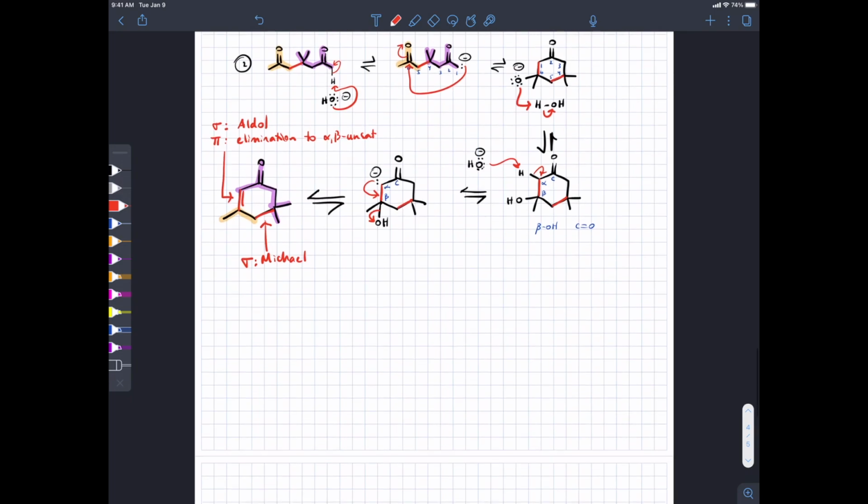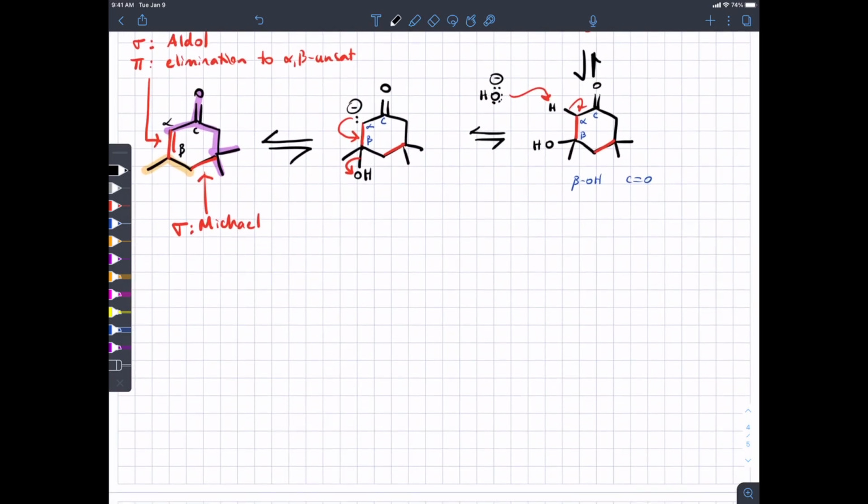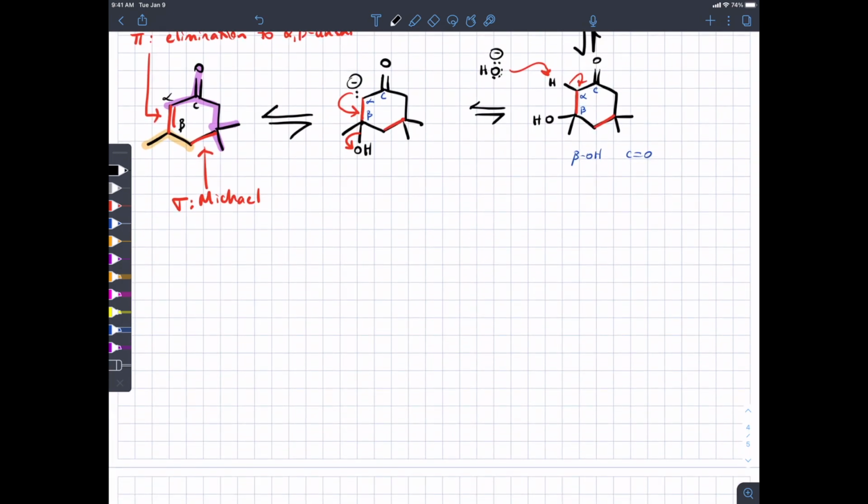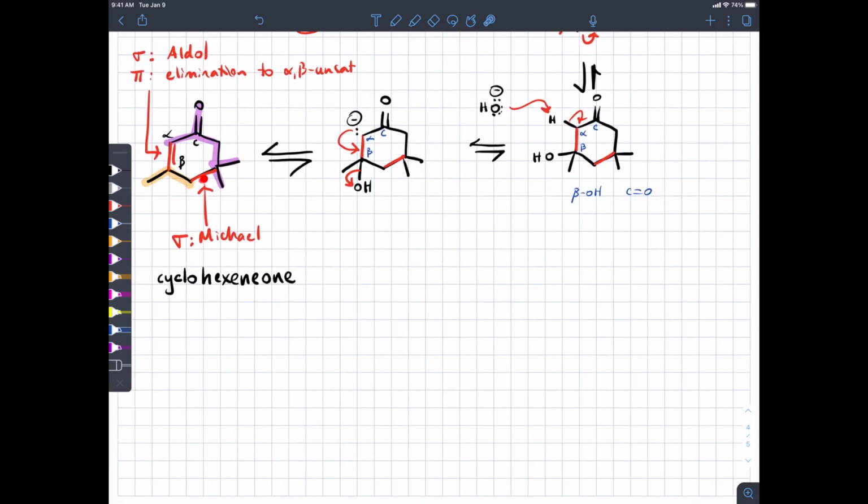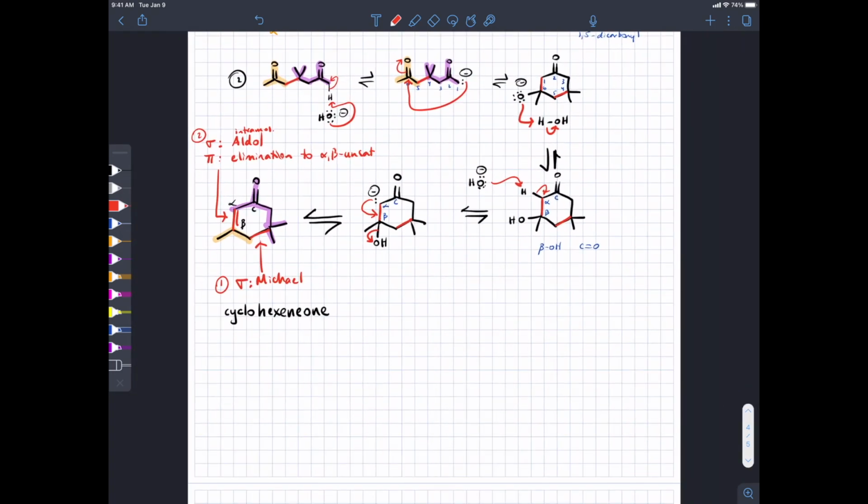So this is the product of a Robinson annulation. It itself is an alpha beta unsaturated carbonyl compound, but it's in the context of a 6-membered ring. The product of this 2-reaction series is called a cyclohexenone. So if you see a cyclohexenone, you could have made this via the Robinson annulation, which is first a Michael reaction followed by an intramolecular aldol reaction. And we'll finish there for today.